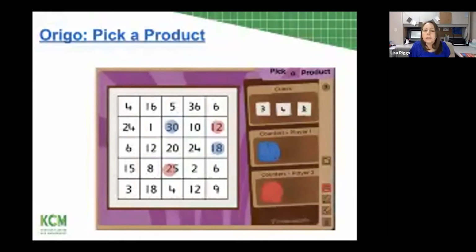So I just wanted to show you a couple of those, and one is called Pick a Product. Okay? And in this game, you're able to virtually roll some cubes, and then the kiddos pick 2 factors, multiply those 2 factors together, and then cover that product. And I think the way the game works is you try to get 4 in a row or in a square. So that's pretty simple.